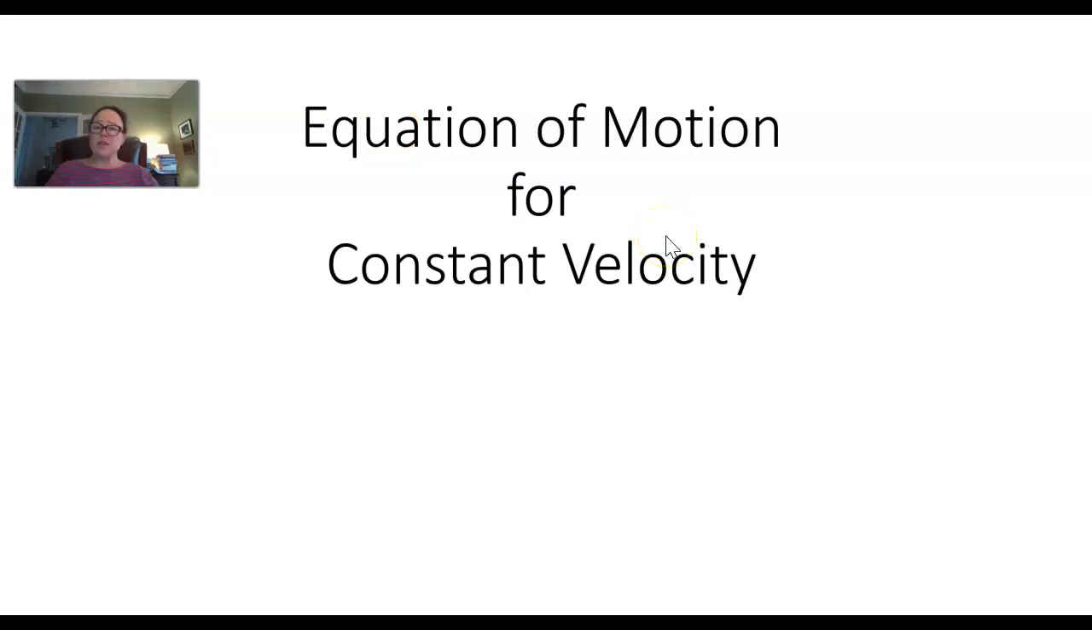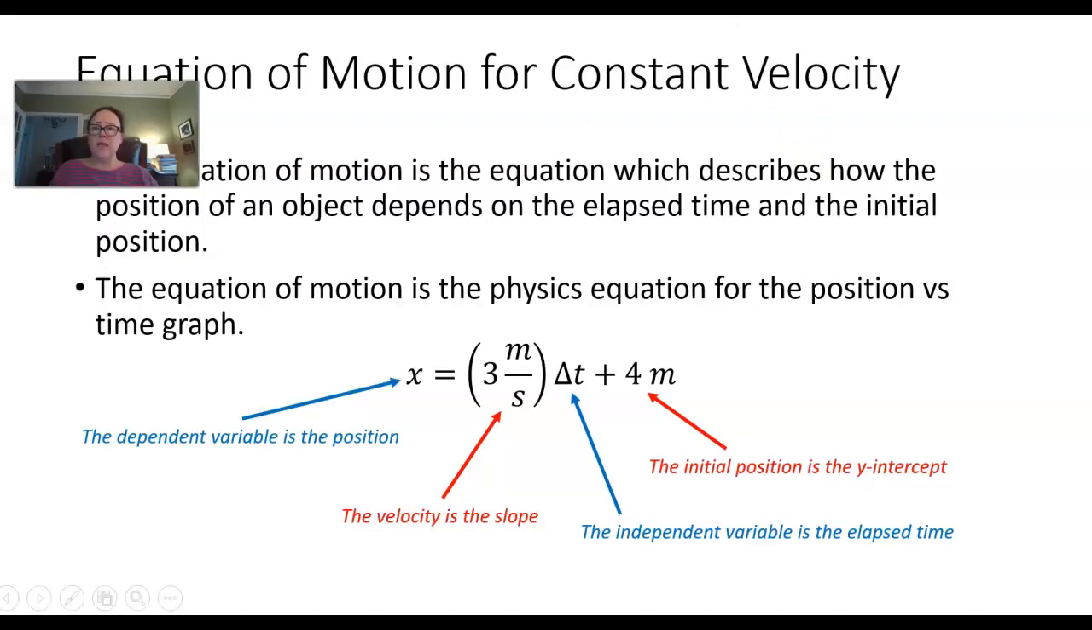This webcast talks about how to write equations of motion for things that are moving at a constant velocity. So the equation of motion is the equation that describes how the position of the object changes as the elapsed time changes. Those are the two variables. This equation is really the physics equation that you would see for a position versus time graph.